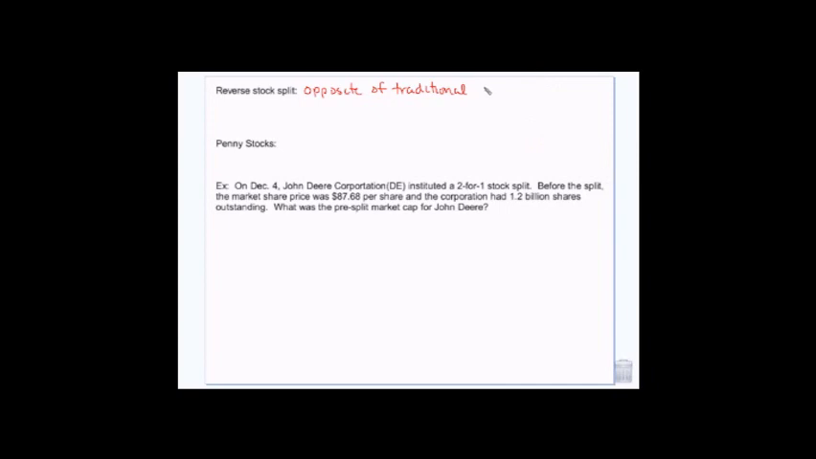The reverse stock split does the opposite. The number of shares goes down and the individual value goes up. And then we have something called penny stocks, and this is any stock worth less than $5 a share. Companies will use a reverse stock split to make their penny stocks worth more, or like I said, to artificially inflate the value, to make it look like the value of their stock has gone up when it really hasn't.